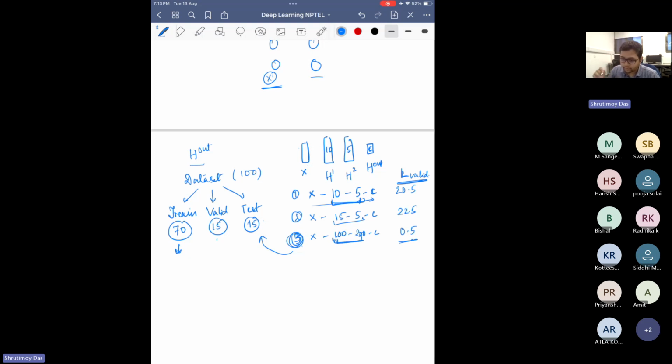This process is called hyperparameter tuning. You tune, or you check out different combinations of the model, and then test the best model on your test data set. Is the flow clear?